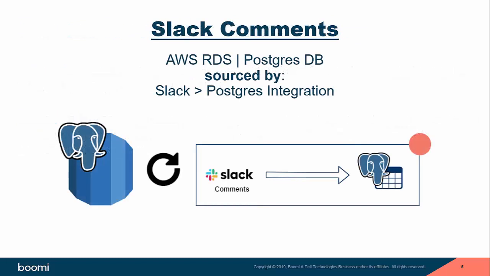First, the source system that we're looking at is Slack comments. This is an AWS RDS Postgres database server that's sourced by a Boomi integration process that is retrieving Slack comments and sending them to a Postgres table. Very simple capture, all powered by Boomi.